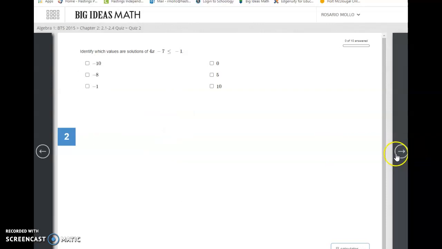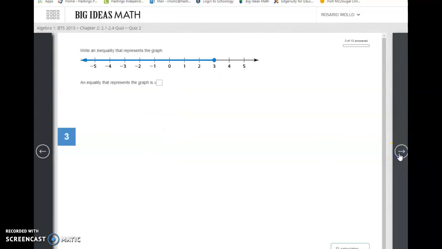Third one here. So this one we just want to write the inequality for the graph. It already gives us the x there, so make sure you don't already put the x in the problem there. It looks like I have a filled in circle, so I know I'm going to have my equal to sign. And it looks like it's going to be less than the number 3. So x has to be less than or equal to 3, like the numbers 2, 1, 0, negative 1, all those numbers that they have there.